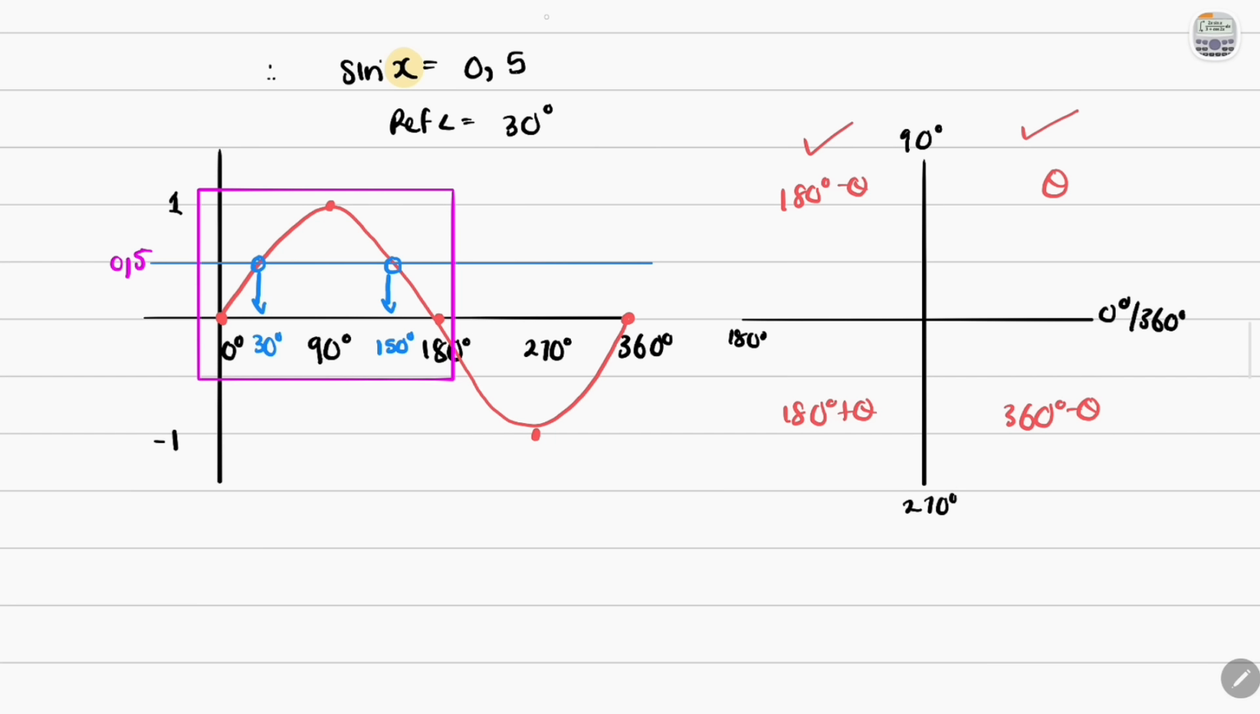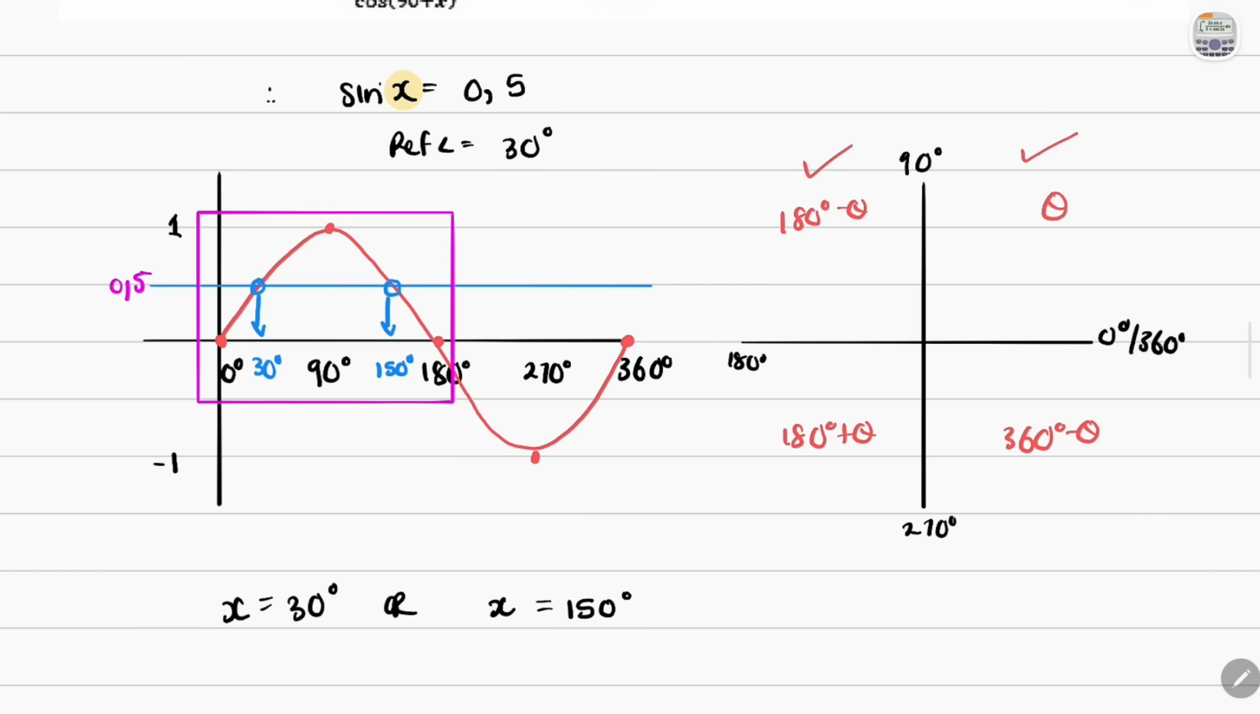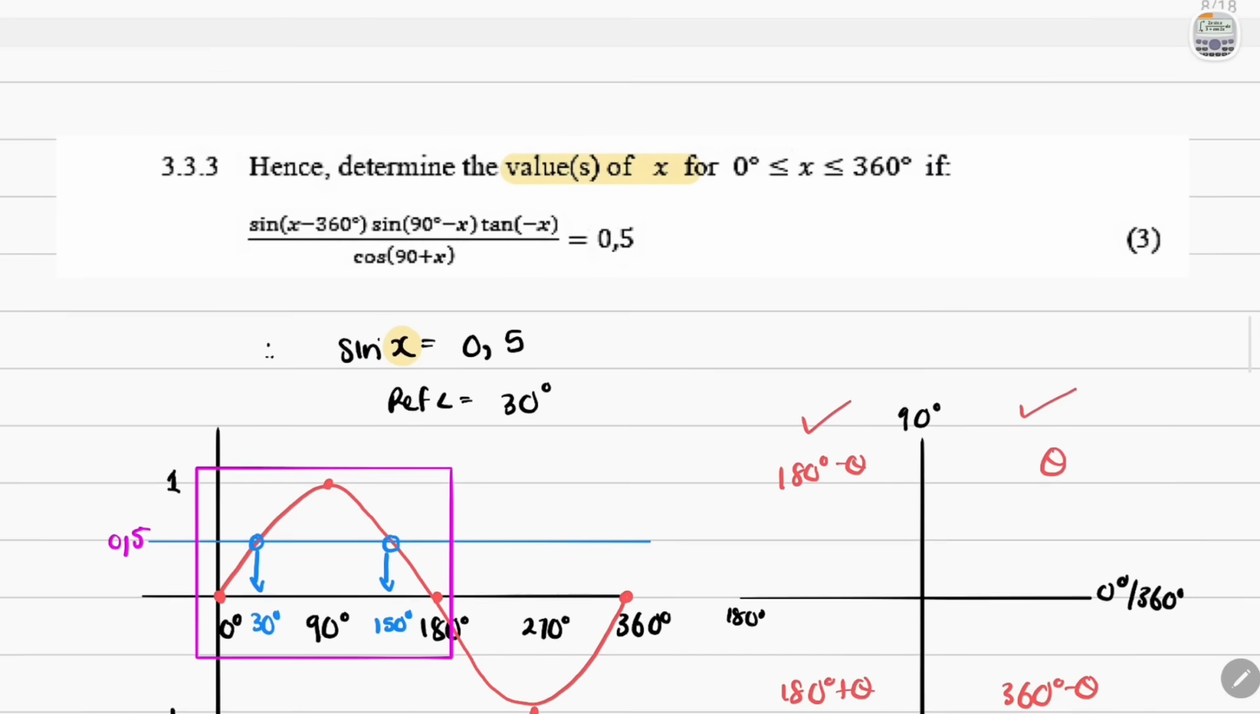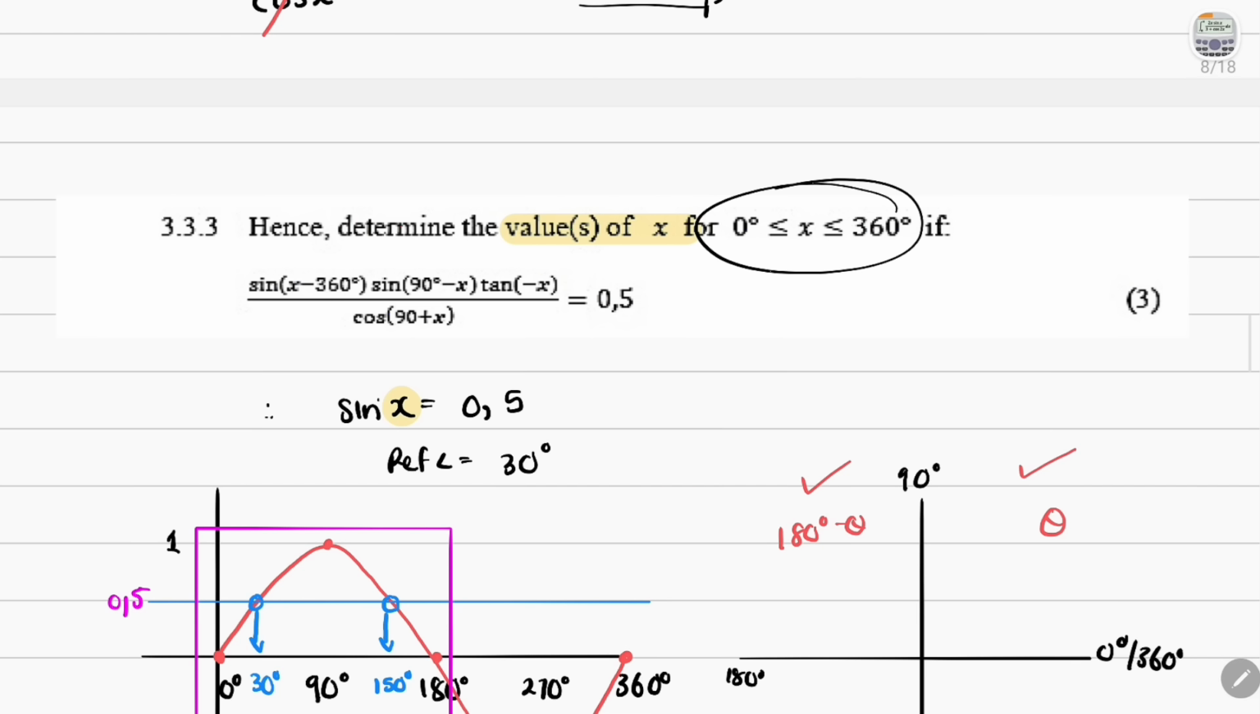And that's why we would say, that just means that x is either equal to whatever this angle is, which is our reference angle, 30 degrees, or 180 degrees minus your reference angle. And then you get 150 degrees as well. So x is equal to 30 degrees or x is equal to 150 degrees. If you look for any solutions beyond this, they're going to be outside your interval.